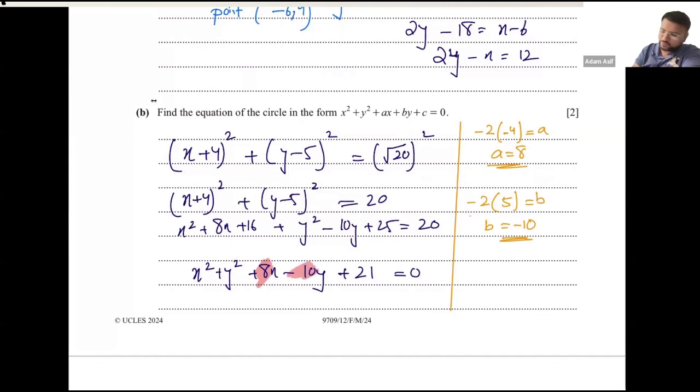And this value of c is always going to be equal to a square plus b square minus r square. So what is the value of a? 8. Minus 10 square. How much is the radius?